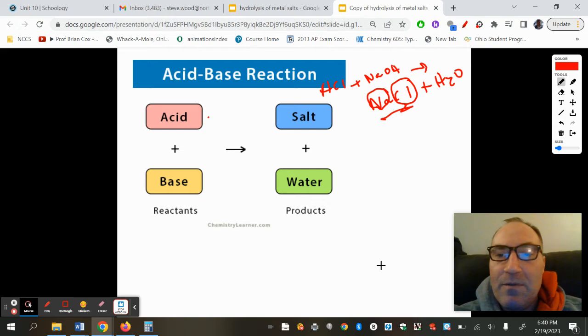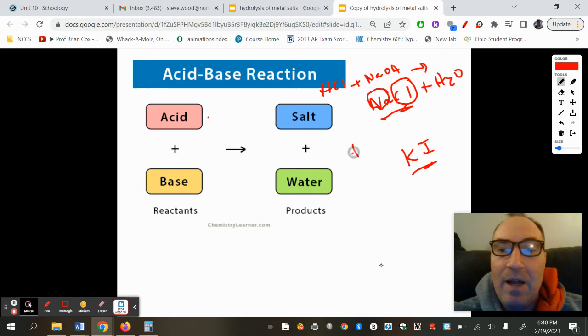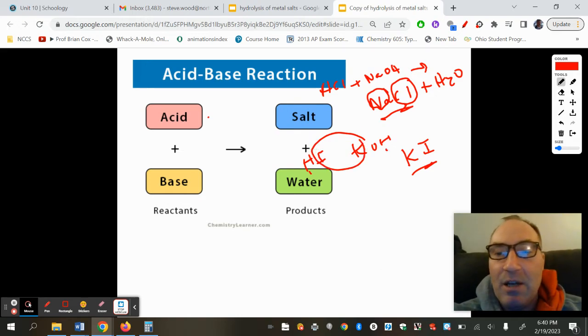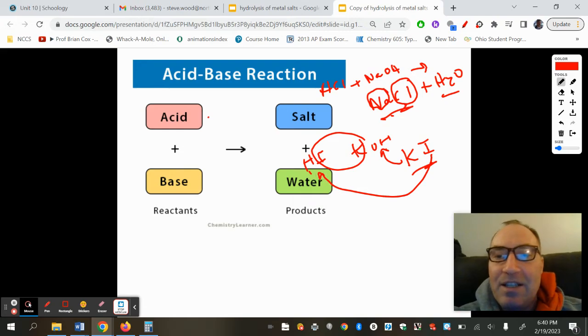So for example, if I was to figure out KI, we know that if this was a salt, the reactants would have been KOH and HI, because these come together and form the salt, and then OH and H come together and form water. So you always get salt and water. We often refer to this as the parent base, and this is the parent acid.